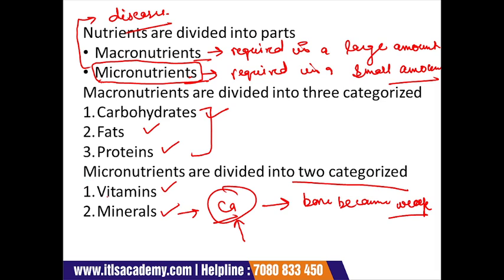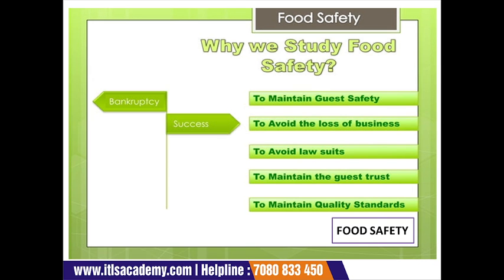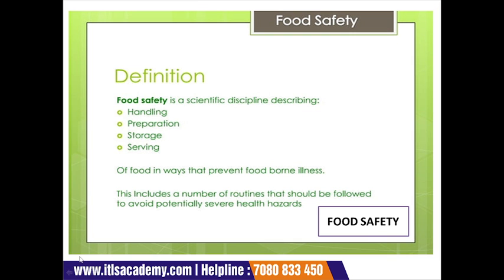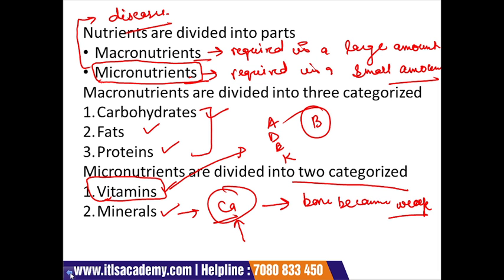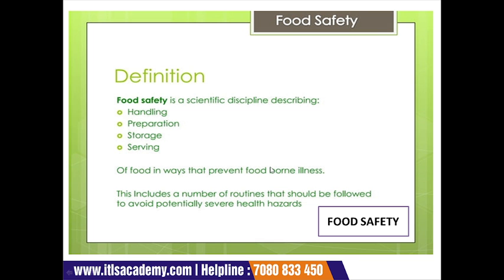Same if we have a deficiency of the vitamins, it will also give rise to disease. Now vitamins also have many types like A, D, E, K, B. Okay. Some are water soluble and some are fat soluble. Now this is about food. This is about nutrients and food.